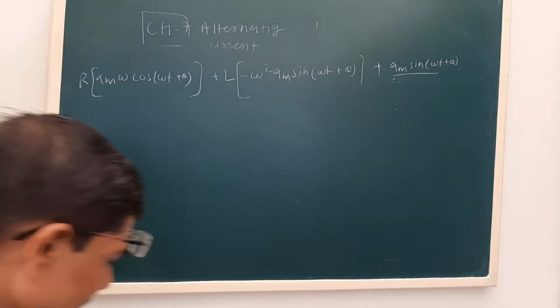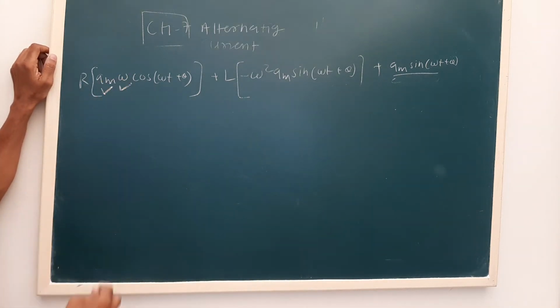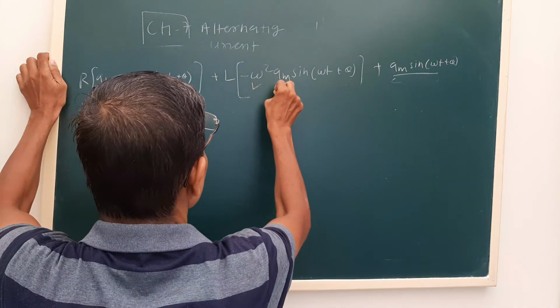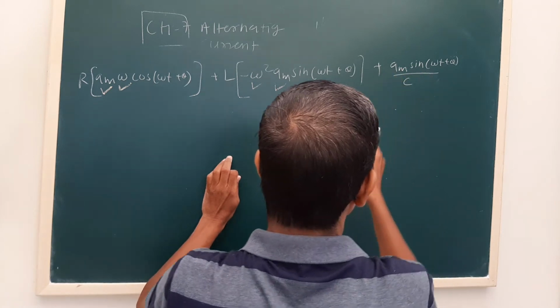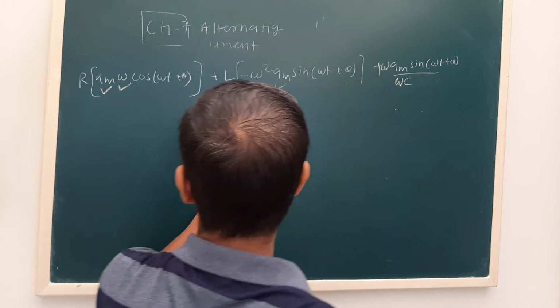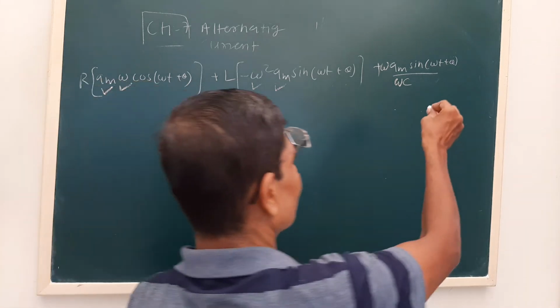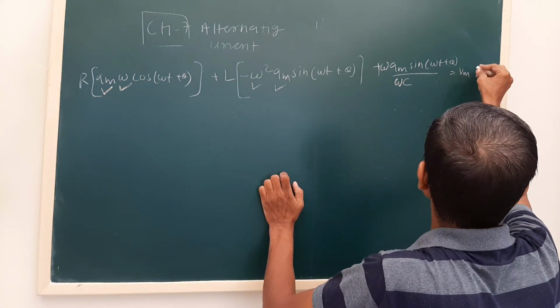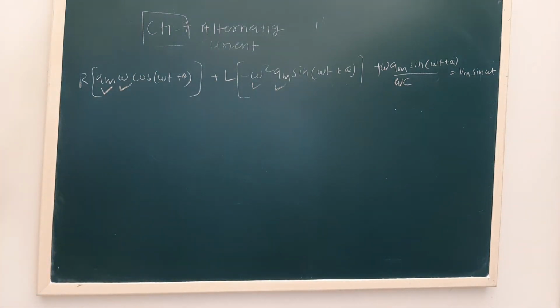Now see, an important thing here: I want to take Qm into omega common from this equation. What I see here is that only Qm is there, omega is not there. This is how our equation is. So I want to take Qm omega common.